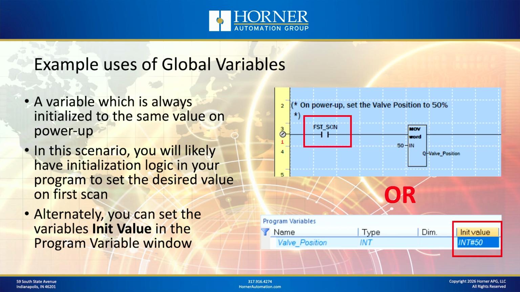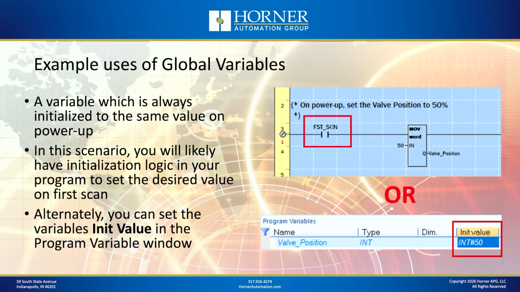Okay, so if this is the behavior you want for a variable, you can configure it as global, and then you have two options for doing that initialization I just talked about. You can do it in logic by adding something like you see on the screen there at the top with a first scan contact and a move block or something like that to set that initial value every time on the first scan.